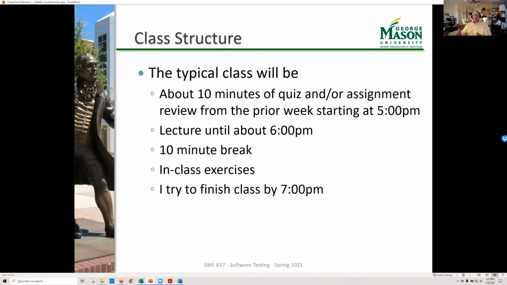So typically, we're going to start off each class with a really brief review of whatever the quiz or the assignment was from the previous week. That's usually about a 5 or 10 minute thing. Then it's lecture time, usually till about 6. Then we'll take about a 10-minute break, depending on exactly where the clock falls. After that, we come back at 10 after 6, quarter after 6, whatever it works out to be, and we spend that time until 7 doing some group exercises and classes.